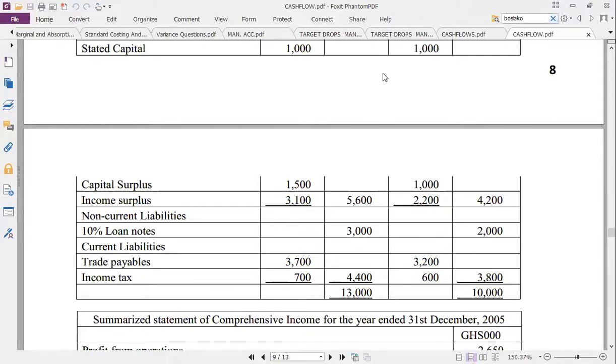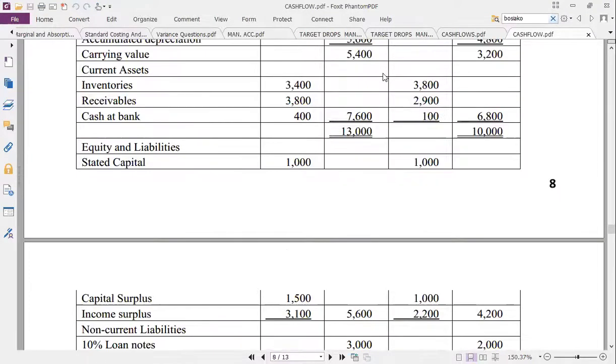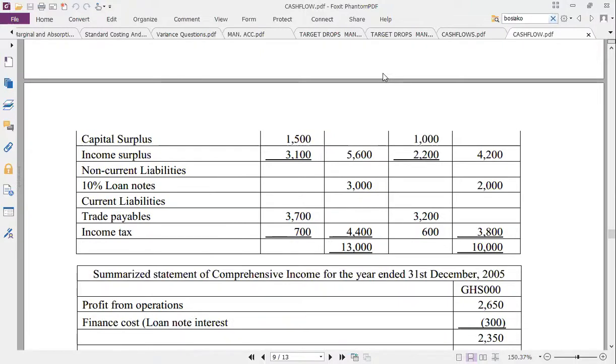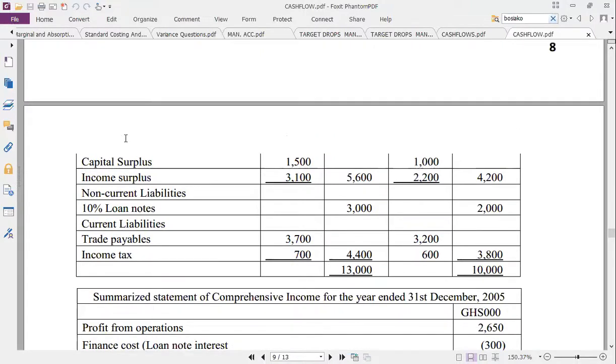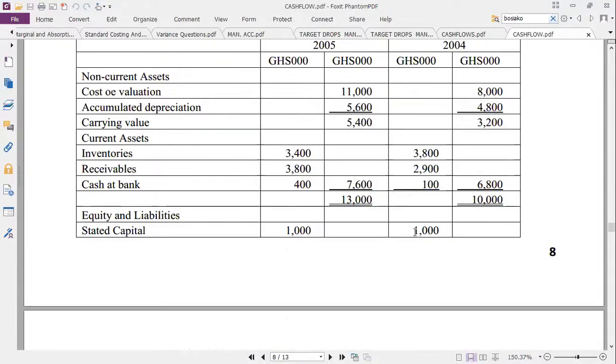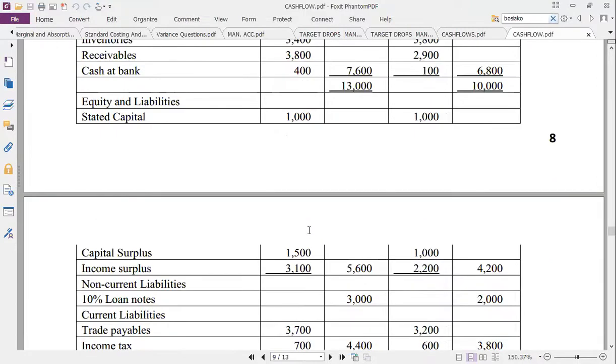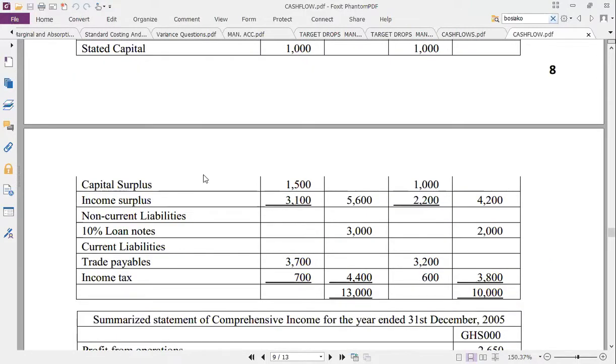So from there, you move on to the equity section. The stated capital has not moved, right? So stated capital is still the same: 1,000 at the start, 1,000 at the end. That means during the year, there was no issue of shares. So you move on. Then you go to capital surplus, we talk about that. Income surplus, because they've given us dividends and then there's comprehensive income, you move on.